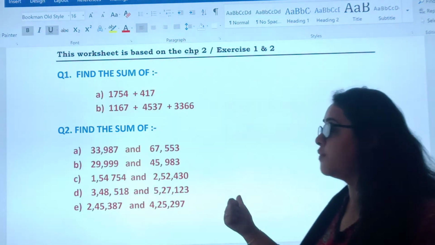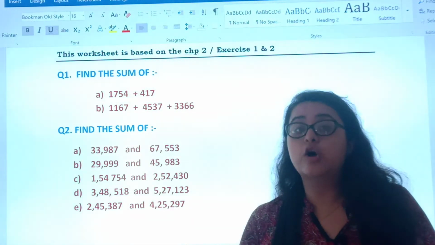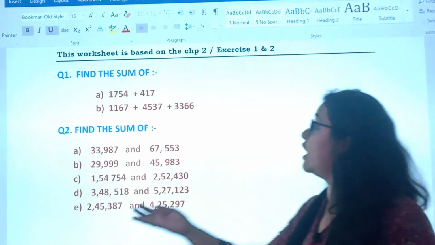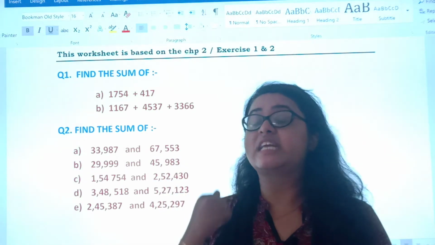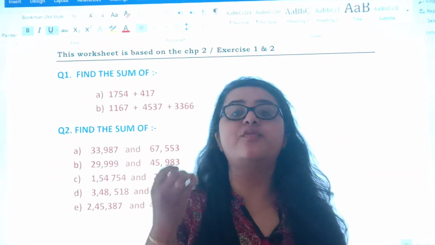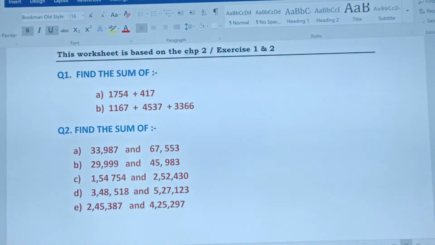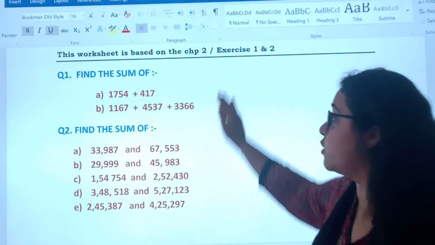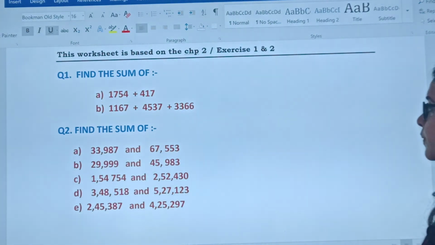So you can pause the video and copy this question at the back side of your fair book. Because of COVID-19 we are not able to give you the hard copies. So with the help of these soft copies, you can go through it. If you want, you can text me a message that ma'am, I need the copy of this worksheet. I will send you the soft copy. You can pause the video and copy the questions.